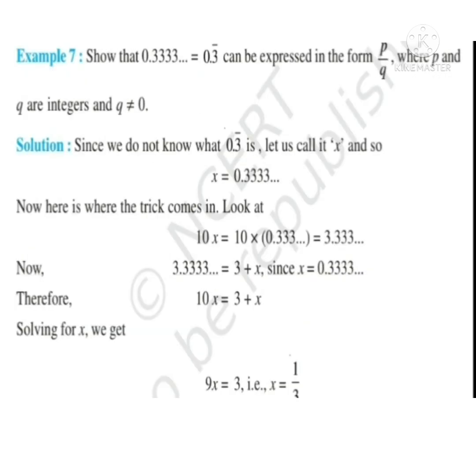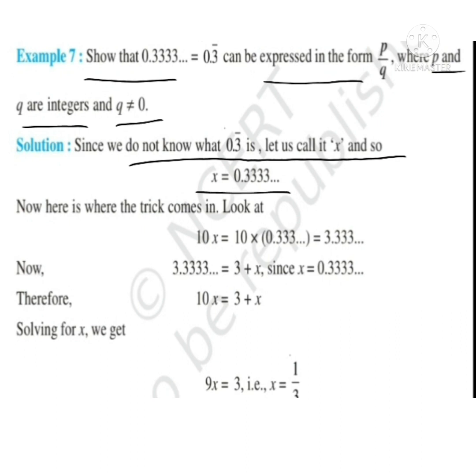Now let's take non-terminating decimal numbers. Show that 0.33333 can be expressed in the form of p by q, where p, q are integers and q is not equal to 0. Now we have to write it. Since we don't know what 0.3 bar is, we call it x, that is, take x equal to 0.3333 and name this equation (1).